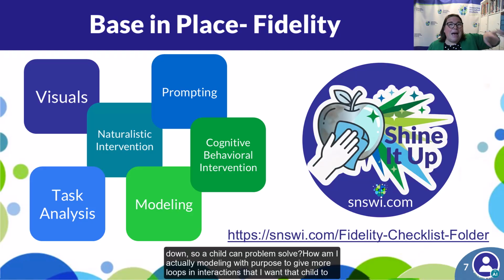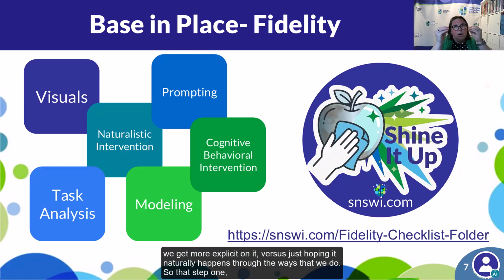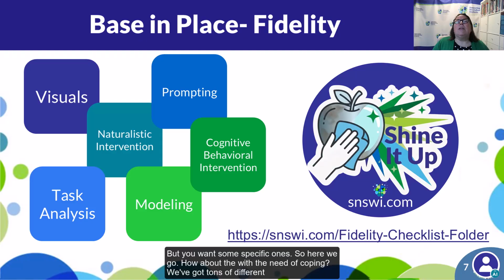How am I actually modeling with purpose to give more loops in interactions that I want that child to code, so they can see this pattern and have experiences even though they might not be experiencing them yet themselves? So we get more explicit on it versus just hoping it naturally happens through the ways that we do. So that's step one for thinking about trying to help and actually explicitly teach something: let's just shine up what we already do. But you want some specific ones.